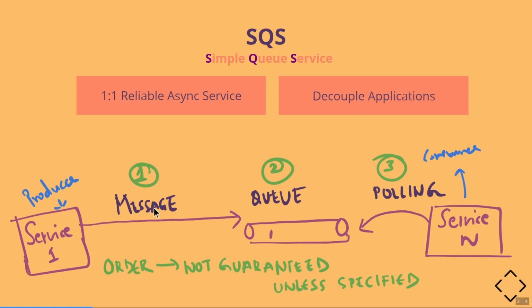The message stays in this queue until we have a consumer or any other service that polls that queue. Once the service polls that queue, the message will be consumed and can be processed. Once the message is processed, it is acknowledged and the message is removed from this queue. As I mentioned previously, order is not guaranteed unless specified.